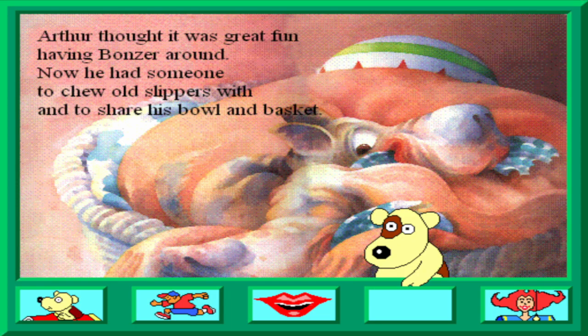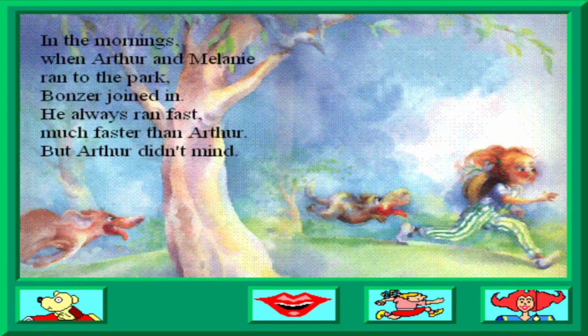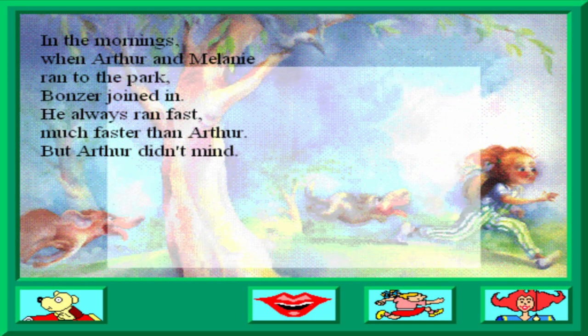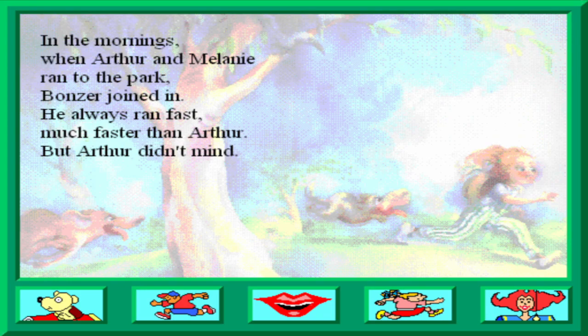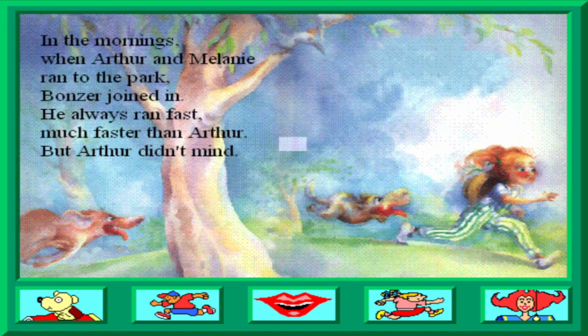Next page. In the mornings, when Arthur and Melanie ran to the park, Bonzer joined in. He always ran fast, much faster than Arthur, but Arthur didn't mind.